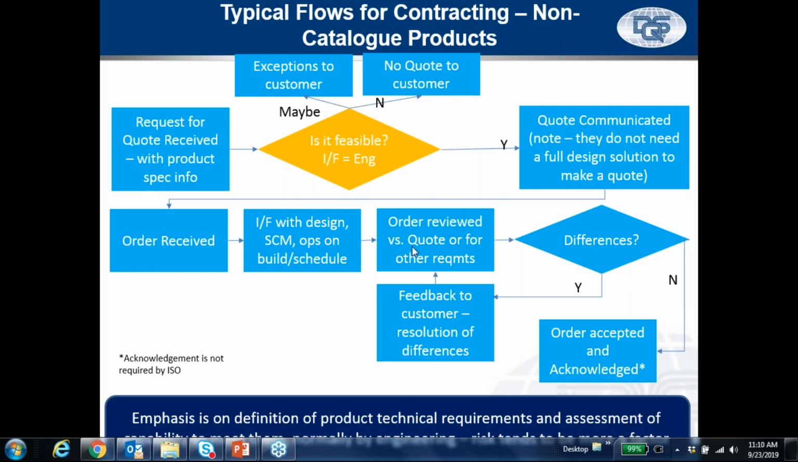We will review the quote versus the order, again, go through this little progression on resolving the differences, and then order acceptance and acknowledgement. Again, in these non-catalog type providers, the emphasis is much more on product technical assessments and requirements. So it's much higher risk, and you should expect to see some risk assessments or at least some acknowledgement of risk when you go in here.